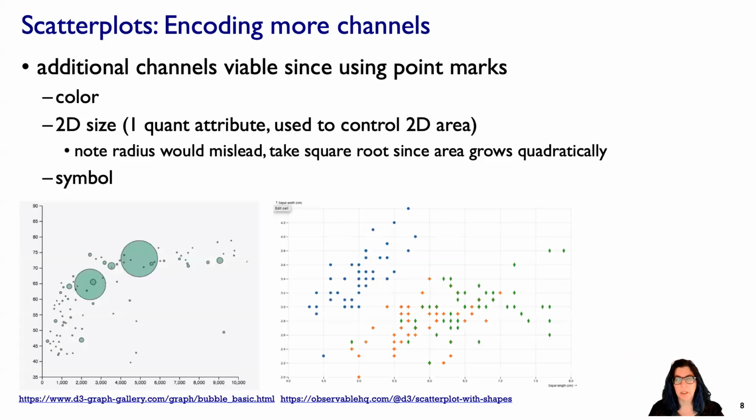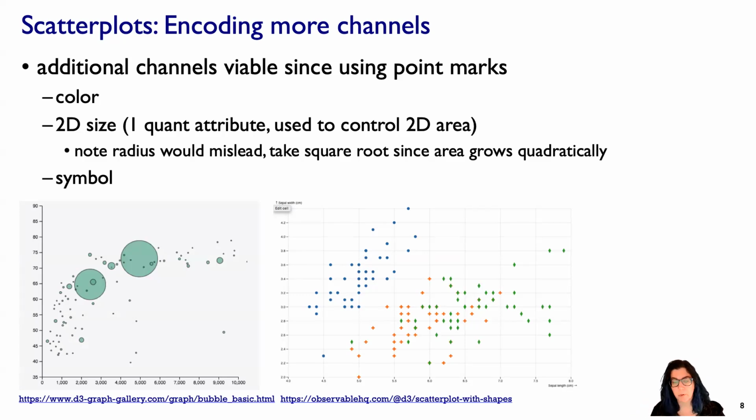Now, we could keep going in terms of attributes. We can use more channels, right? Since we're using point marks, well, actually, for any marks, we could use color. With point marks, especially with these symmetric ones, we're thinking about using 2D size if you were just to make circles bigger. Now, when you have a single quantitative attribute that you're using to control a 2-dimensional area like this, keep in mind you don't just want to use the radius. You typically would want to take a square root because that area is going to grow quadratically, but the value that you're encoding is only going to go linearly. So you typically would want to tame that by taking a square root before encoding that.